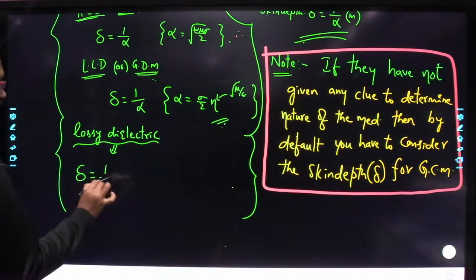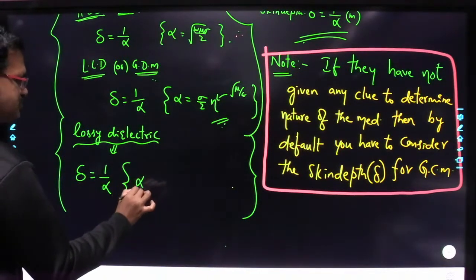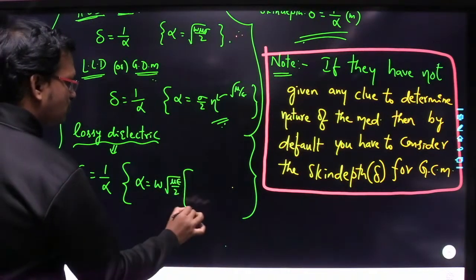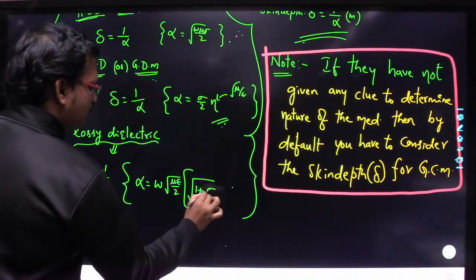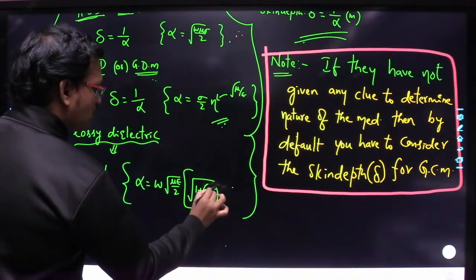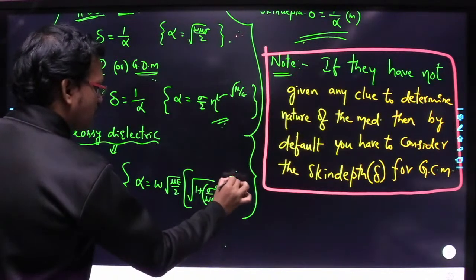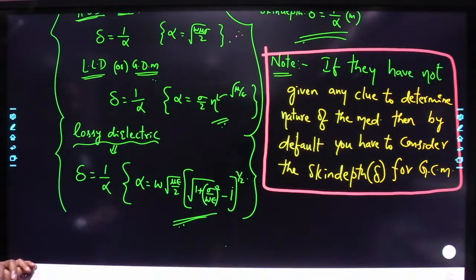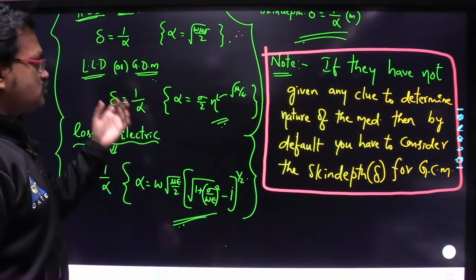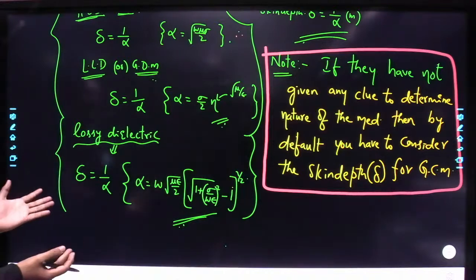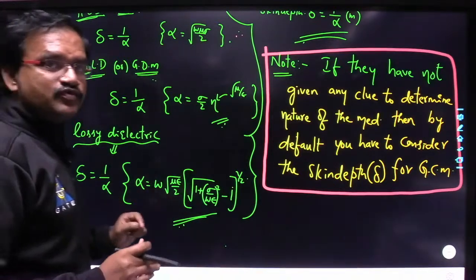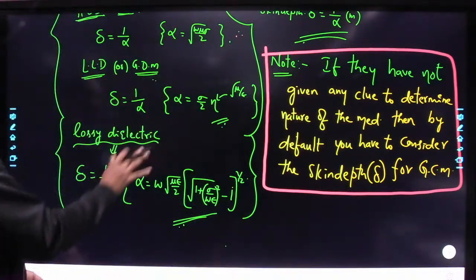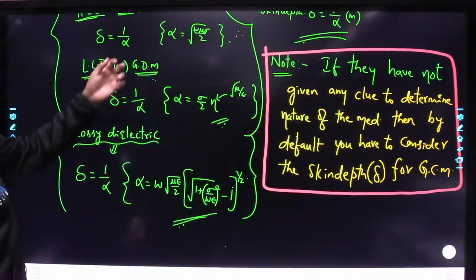delta is equal to 1 by alpha, where alpha is equal to what? Alpha is equal to omega into square root of mu epsilon by 2 into square root of 1 plus sigma by omega epsilon whole square minus 1, whole to the power of 1 by 2. So this is the expression you have to use for alpha, right? Just by seeing this, you can understand that determining the nature of the medium is very, very important, because depending upon the nature of the medium, all these values are going to change, right?